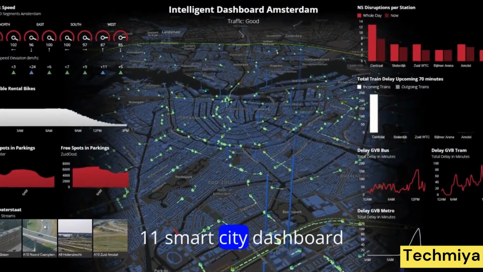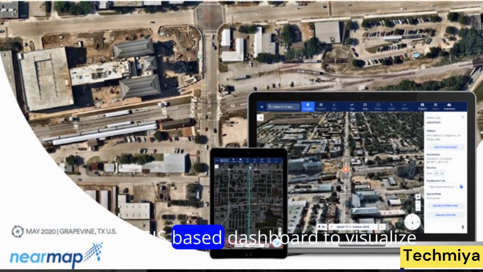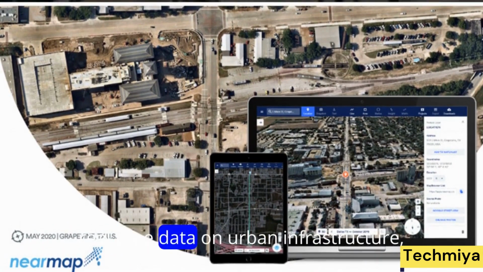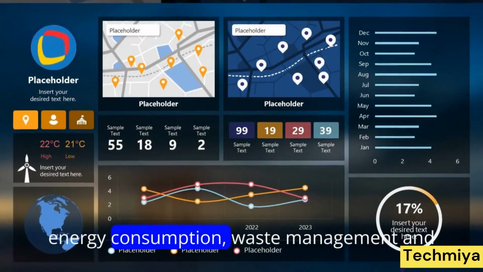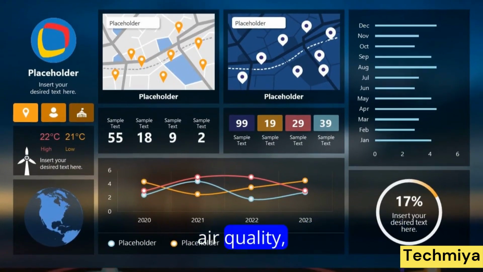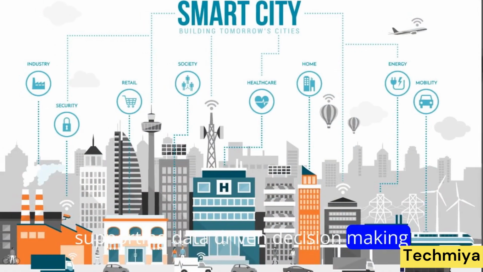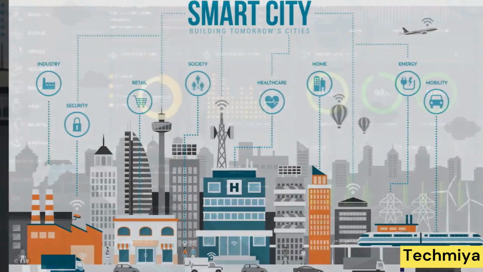11. Smart City Dashboard. Create a GIS-based dashboard to visualize real-time data on urban infrastructure, energy consumption, waste management, and air quality, supporting data-driven decision-making for smart city initiatives.